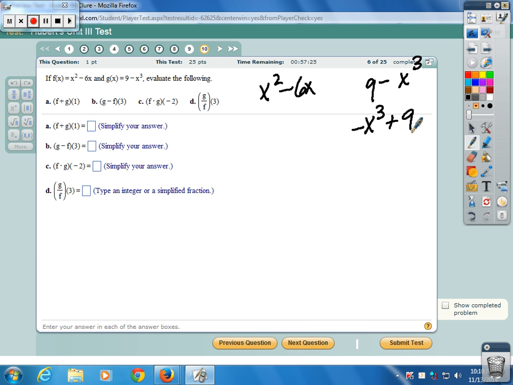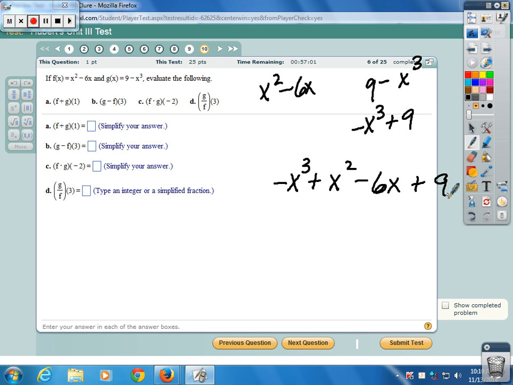So x squared. Do we have any x squareds over here? Nope. So the negative x cubed? Nope. So negative x cubed plus x squared minus 6x plus 9. So that is f plus g.